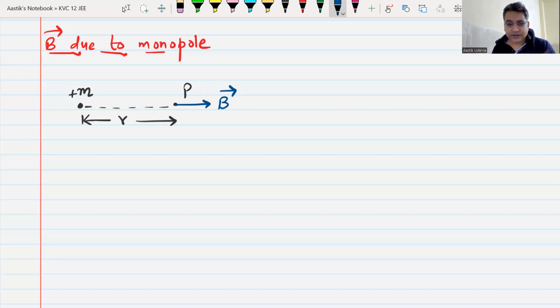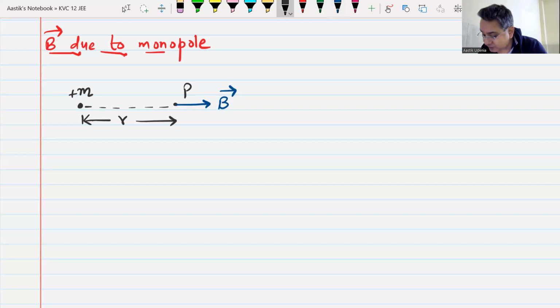Does it remind you of anything? Does this remind you of anything from the past? Field due to point charge. Electric field due to a point charge.